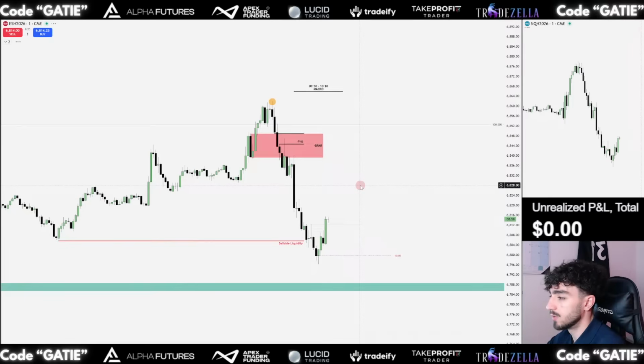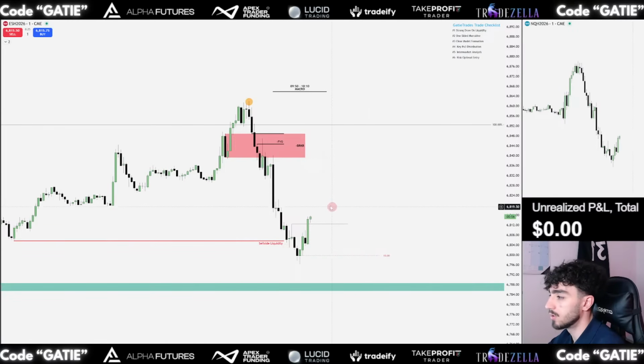Anyways, 5-minute gap in here. We'll see if we get a clean protraction model. It could sweep out this high as well potentially. We'll see.